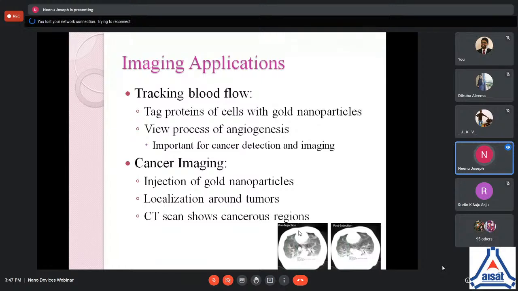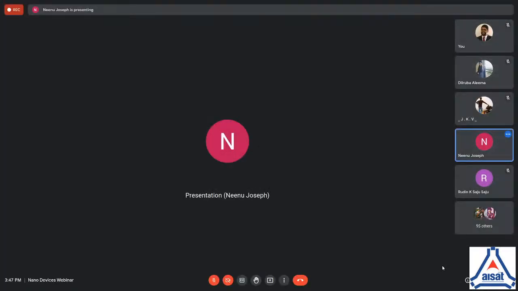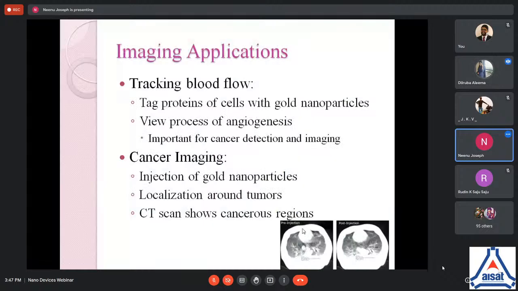And the next method is tracking blood flow of cells with gold nanoparticles. Angiogenesis is important for cancer detection and imaging. Then coming to cancer imaging, gold nanoparticle localization, and CT scan shows cancerous regions.